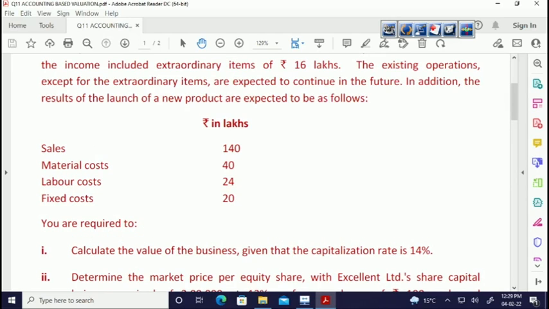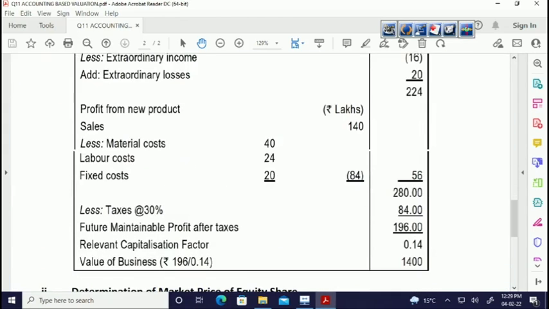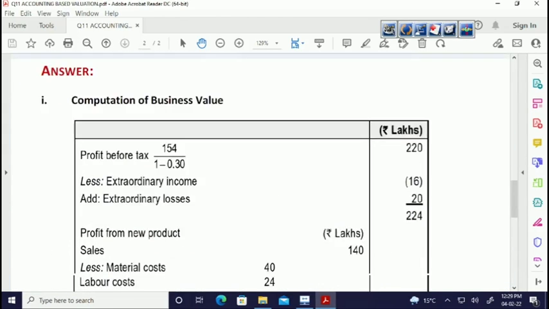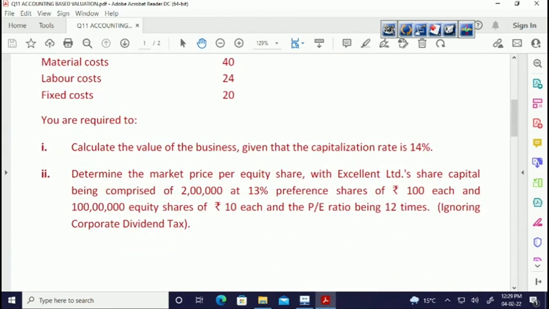1400 lakhs. Under the accounting based approach, value of business is equal to sustainable earnings divided by cap rate. So 196 by 0.14, 1400. Let's check the answer. Yes, it's 1400 lakhs. Now the second part of the question. Determine the market price of the share, with Excellent Limited's share capital comprising 2 lakh 13% preference shares of 100 each and 100 lakh equity shares of 10 each, and P/E ratio is 12 times.